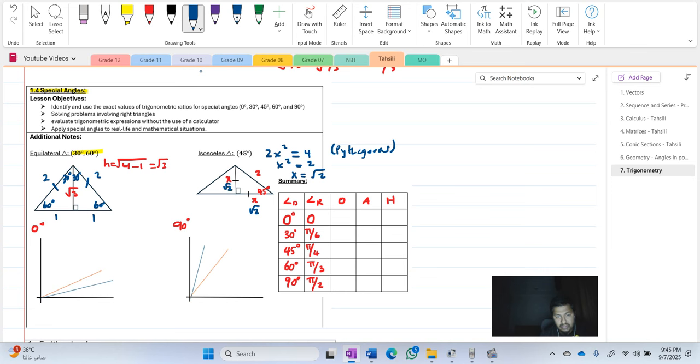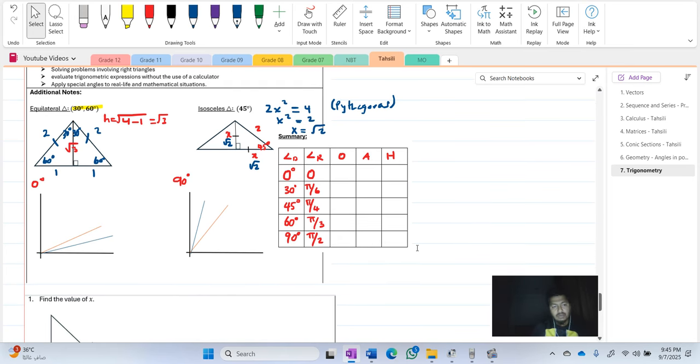If I ask you what is tan of 45, you're just going to go root 2 over root 2, which is 1. Sine 45 is root 2 over 2. What is cos of 45? Again, adjacent over hypotenuse, root 2 over 2. So everything works there. Perfect.